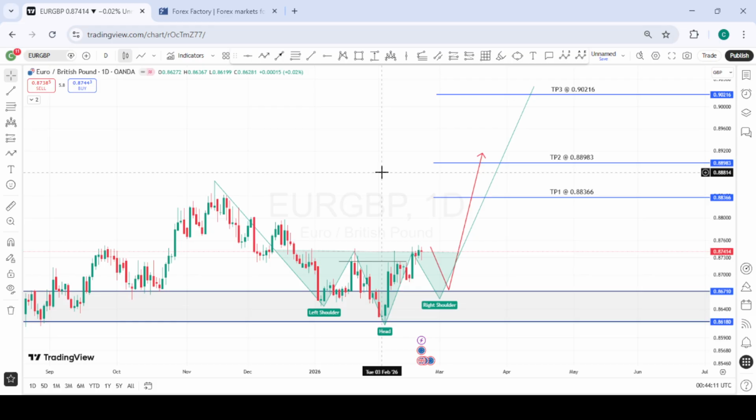So if you are a day trader or an intraday trader, you might want to look out for a short-term selling opportunity from here to give us a C-leg formation before price takes off to the bullish side. So we are very bullish on EURGBP for the coming week or weeks.